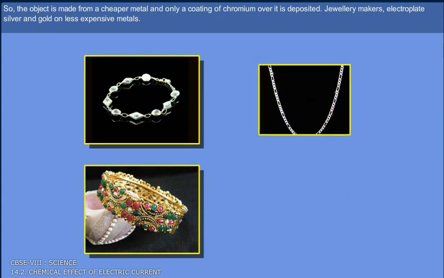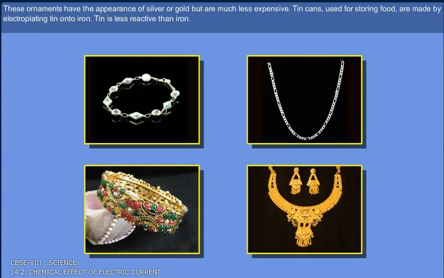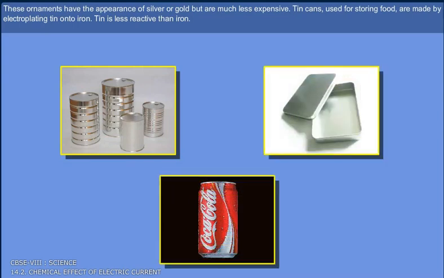Jewelry makers electroplate silver and gold on less expensive metals. These ornaments have the appearance of silver or gold but are much less expensive. Tin cans used for storing food are made by electroplating tin onto iron. Tin is less reactive than iron. Thus, food does not come into contact with iron and is protected from getting spoiled.